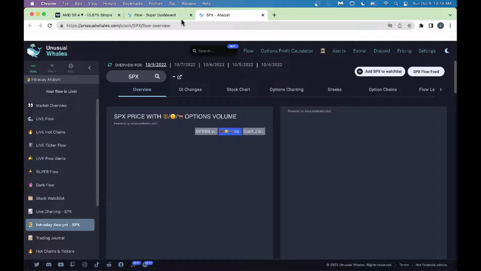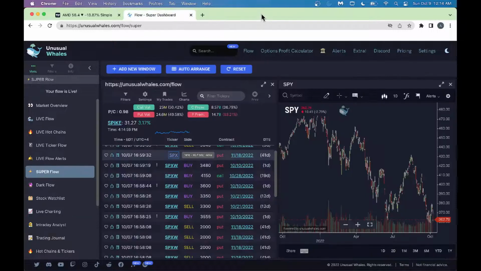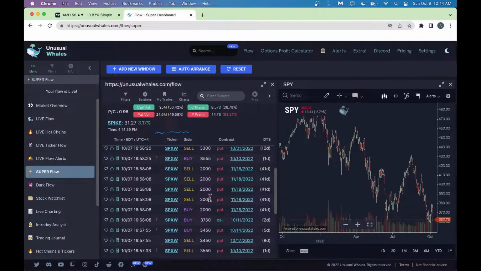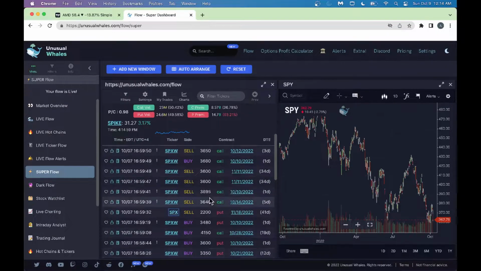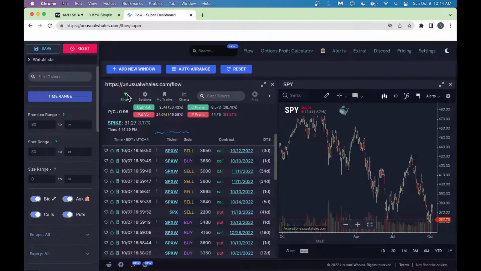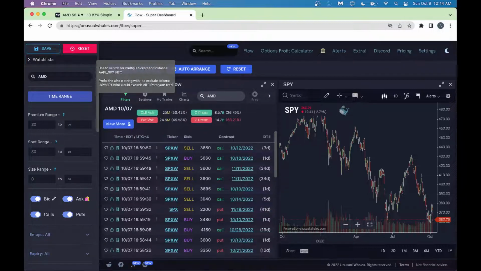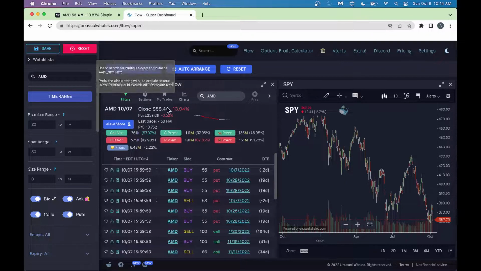All right, let's go back here to our Superflow here, and I just want to show you can look at this here and do some analysis and go from there. You could also do your filters here. For example, you don't want to look at all the stocks and you just want to look at AMD. You could just do that here, and you could look at your Superflow just for AMD here.